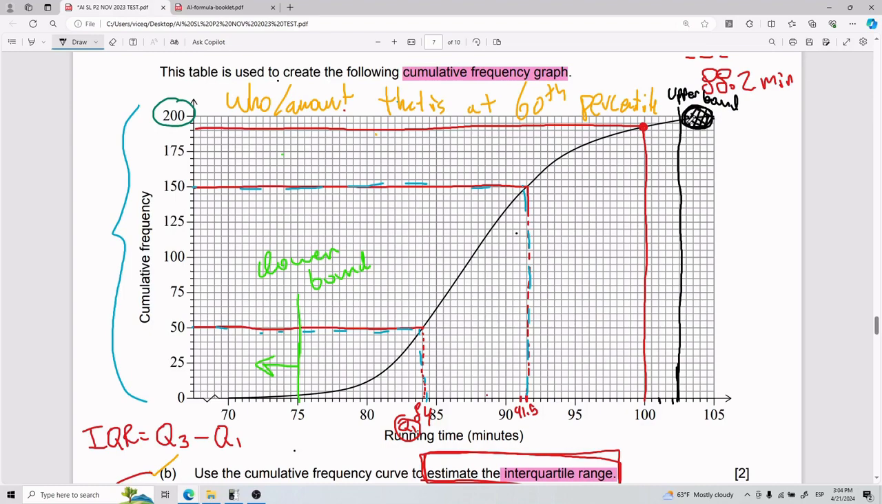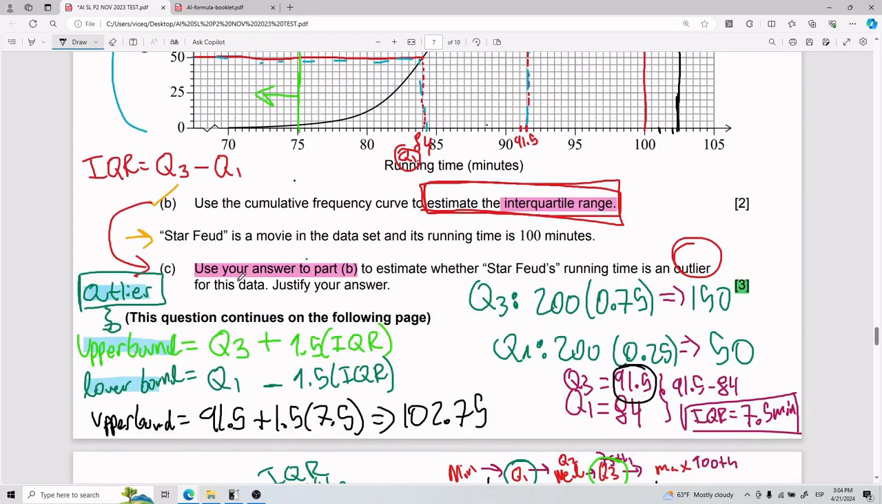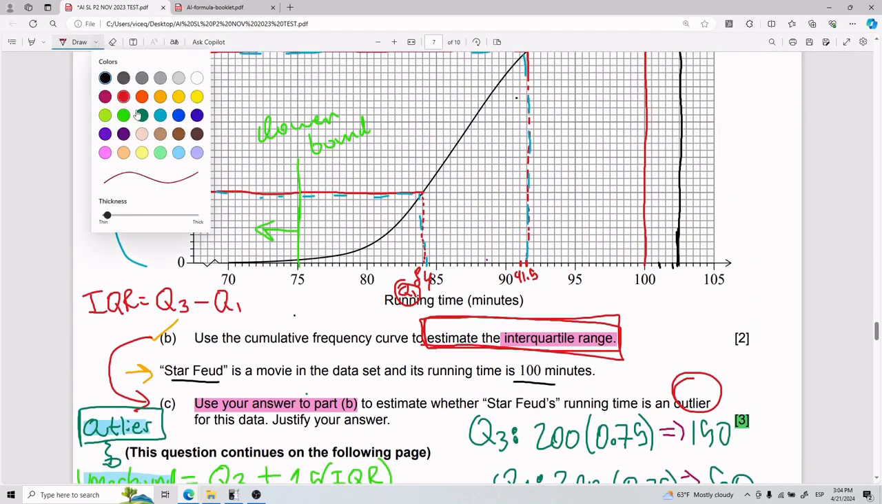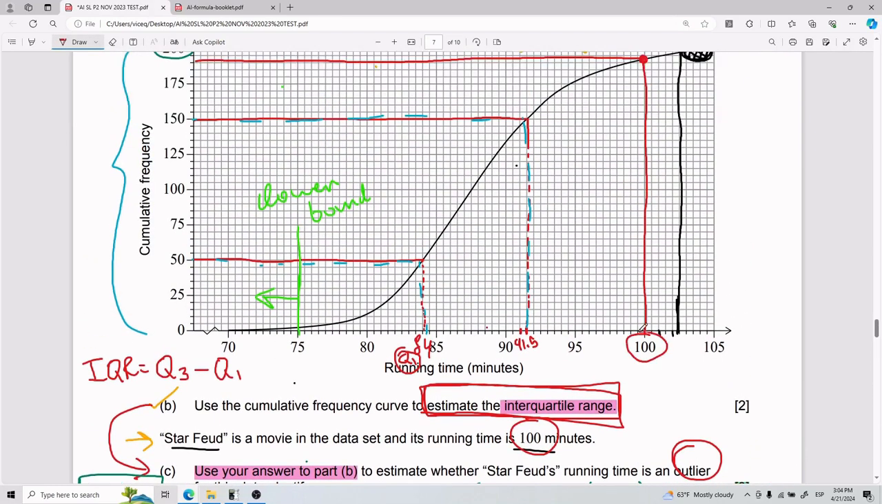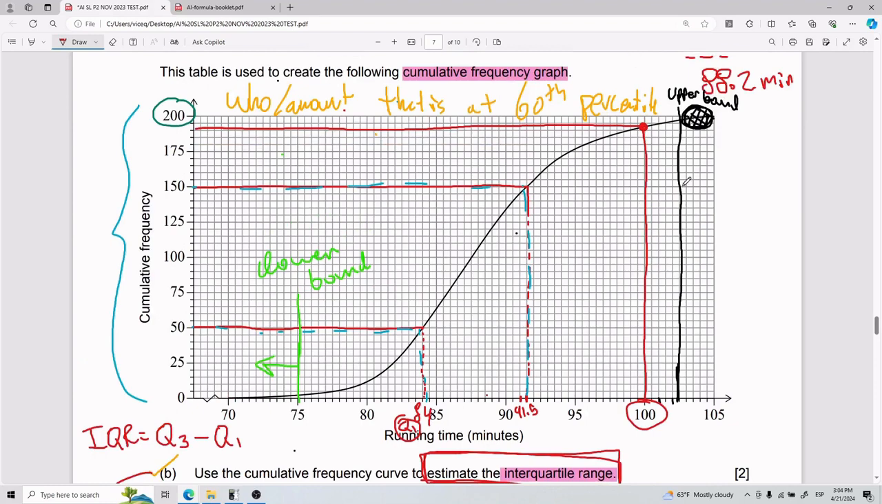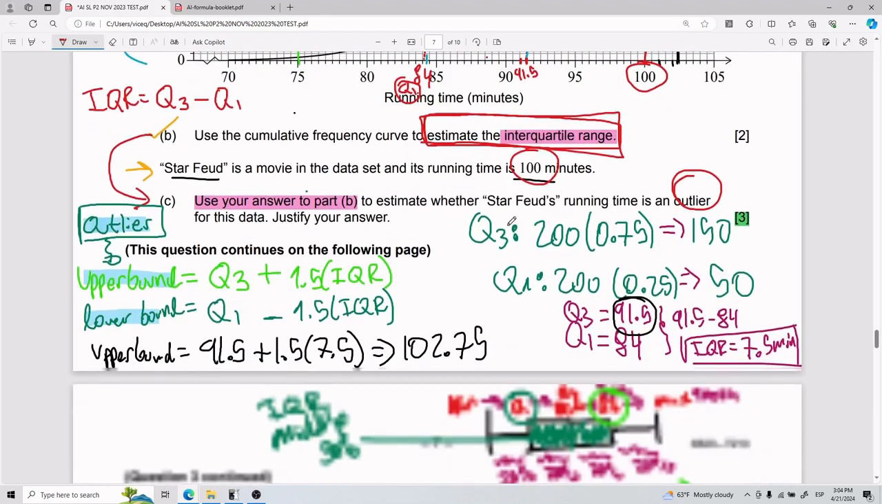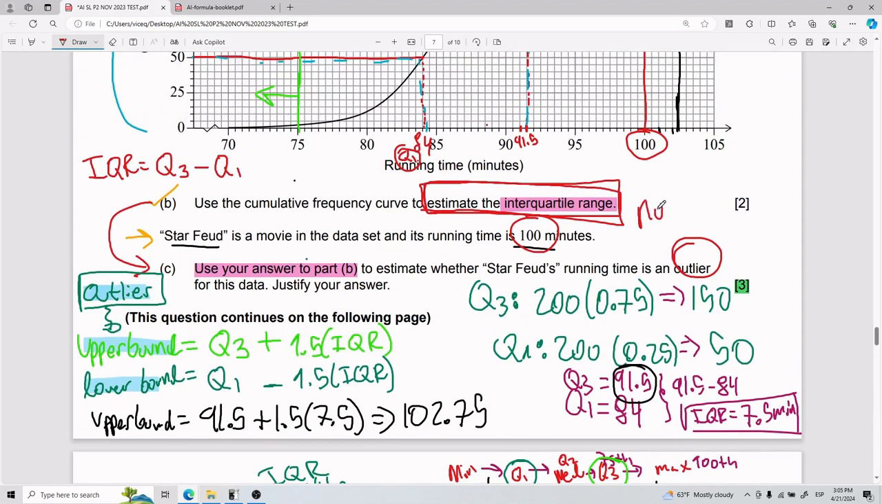But the movie at hand, Starfield, is 100 minutes. And 100 minutes, we put it in red earlier. It's this guy here, right? 100 minutes is to the left of the upper bound. So when asked to estimate whether it's an outlier, you would say no, not an outlier.